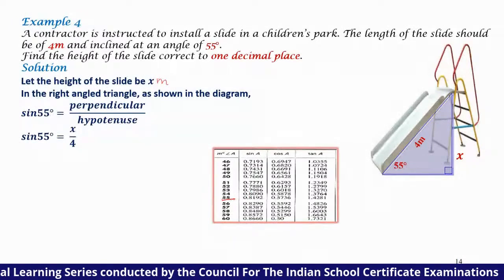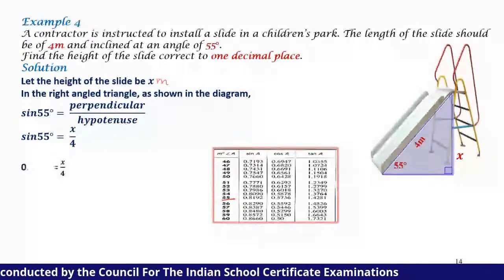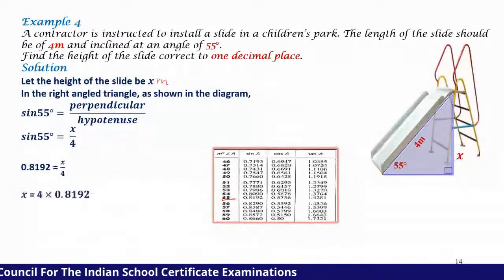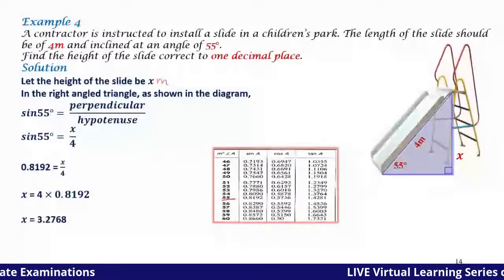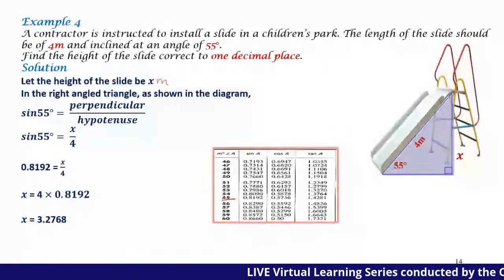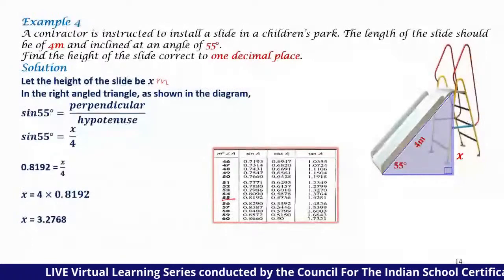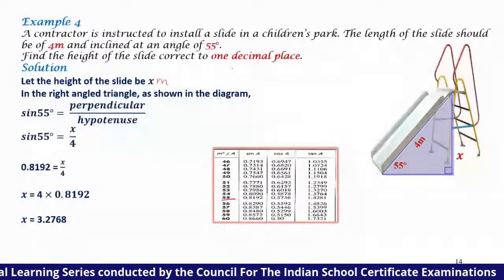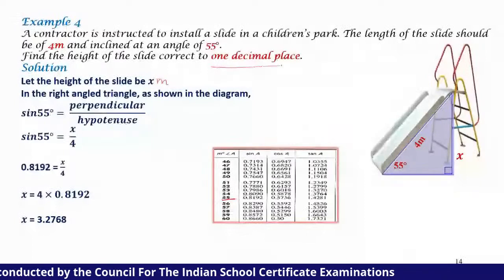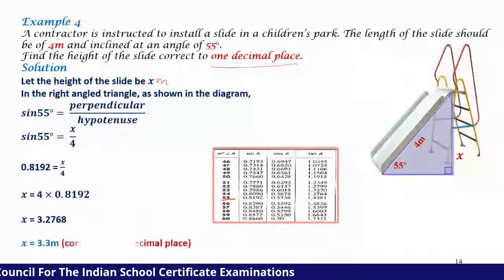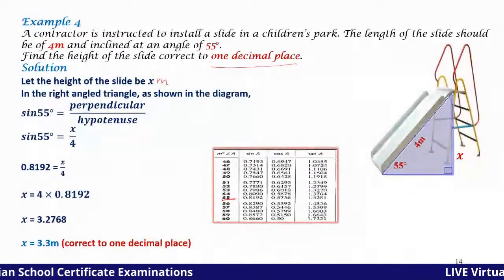We substitute the value. Here we have got it. And we multiply by 4 and our answer comes to 3.2768. But we cannot leave our answer like this. Have a look again. Don't forget 1 decimal place. So x equals, 1 decimal place.